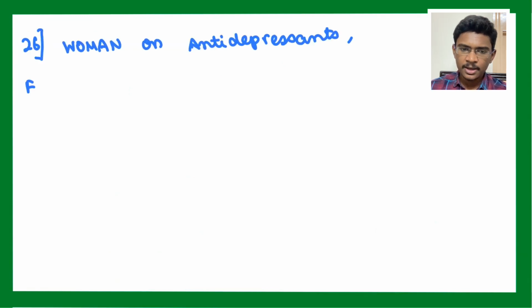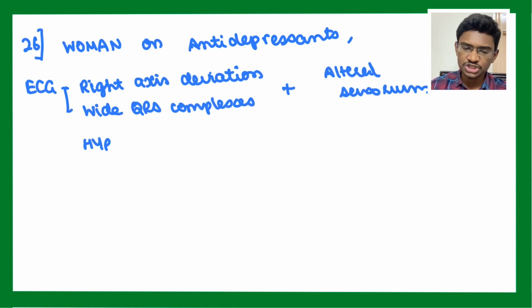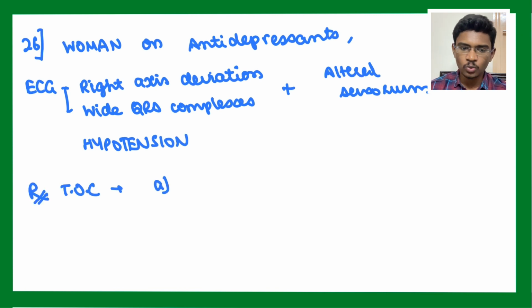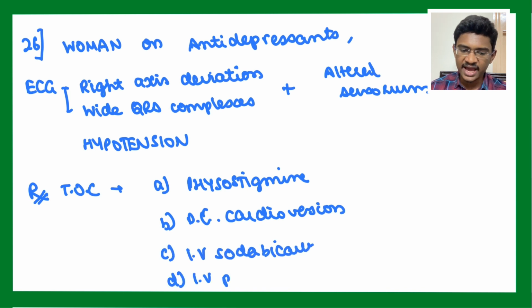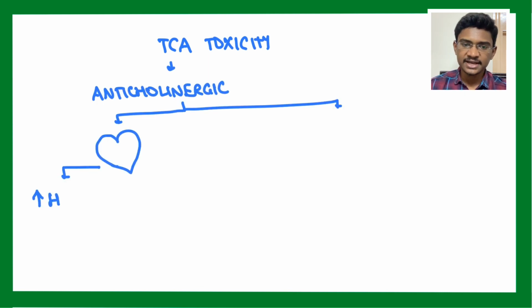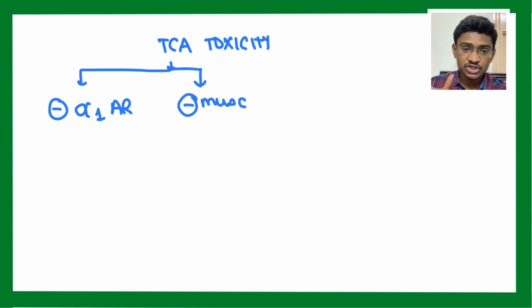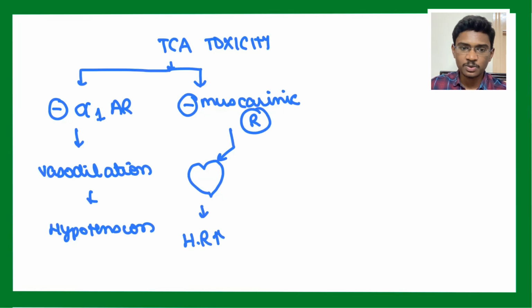Then this question: a woman on antidepressants, the ECG shows wide QRS complexes, and the patient is in hypotension and altered sensorium. For this patient, what is the drug of choice? A. Physostigmine, B. DC cardioversion, C. IV soda bicarb. So it is TCA toxicity, tricyclic antidepressants. TCA inhibits lots of receptors. One is the peripheral alpha-1 adrenergic receptor, which is responsible for vasoconstriction. This won't happen due to toxicity, causing vasodilation, and this results in refractory hypotension.